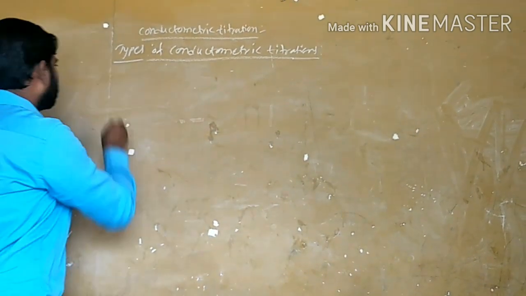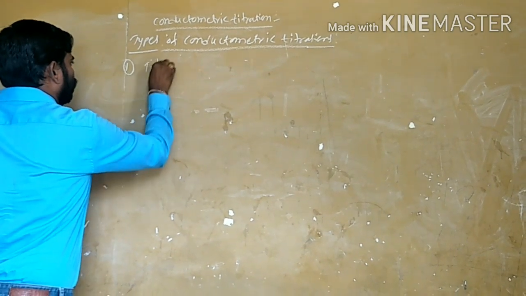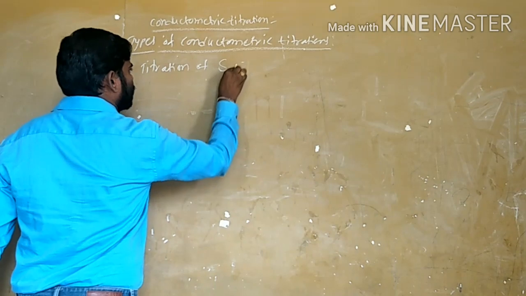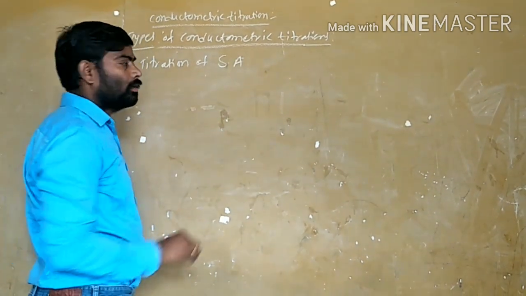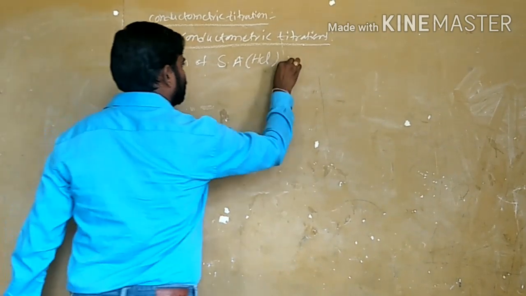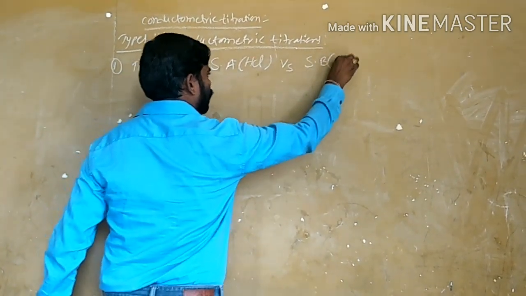This is the first type of conductometric titration we are discussing: titration of a strong acid, that is HCl, versus a strong base, sodium hydroxide.